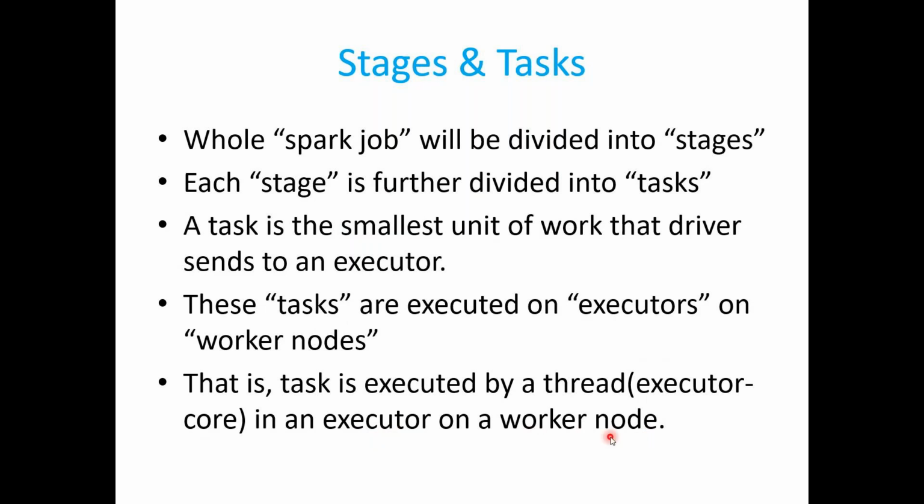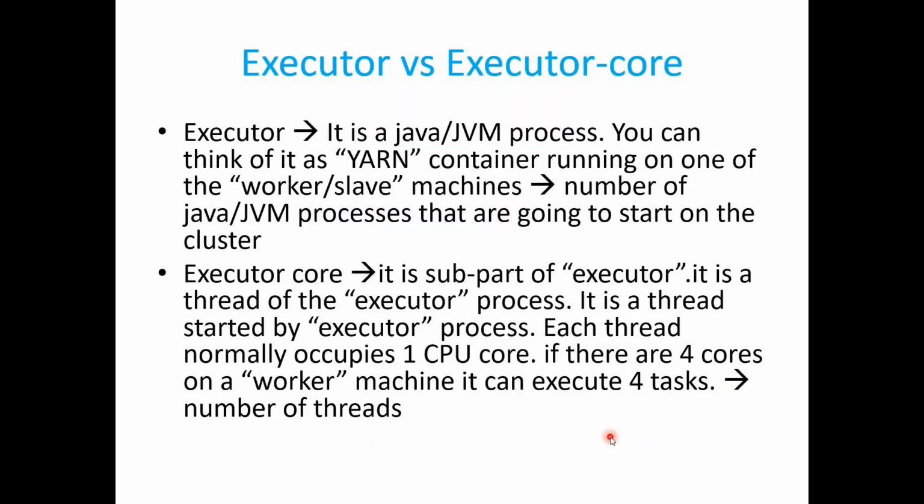Let me ask you one interview question here. What is the difference between executor and executor core? A lot of people get confused here, but I'll make it clear for you. As I told, an executor is nothing but a Java or JVM process. You can think of it as a YARN container running on one of the slave machines. What about executor core? Executor core is a subpart of the executor. It is nothing but a thread of the executor process, a thread started by the executor process.